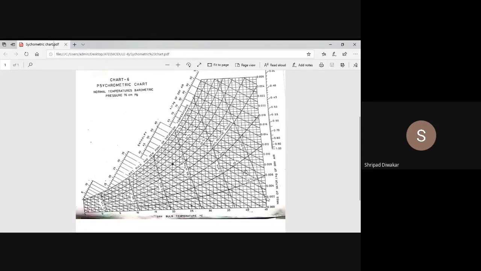It lies in between 0.002 and 0.004. You can divide like this: 0.0024, 0.0028, 0.0032, like that you can divide. And where that point is, you can locate it. Otherwise, you can write the nearest value. This is how to locate specific humidity.